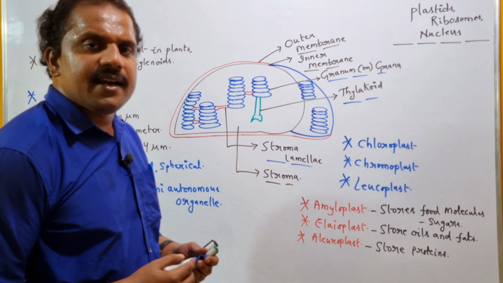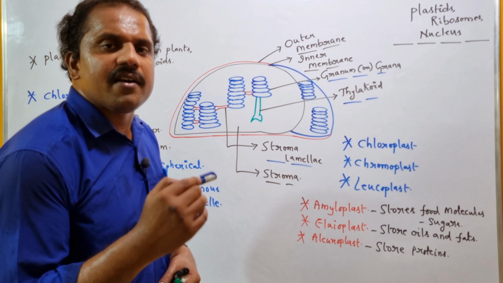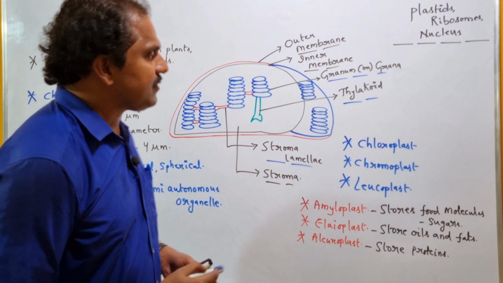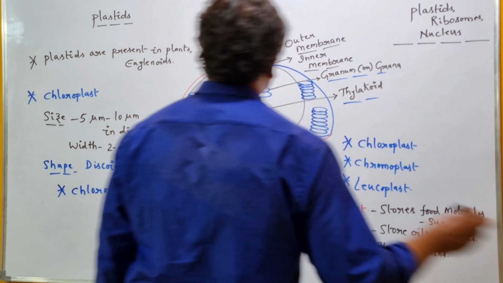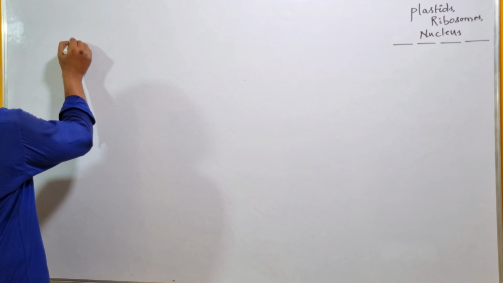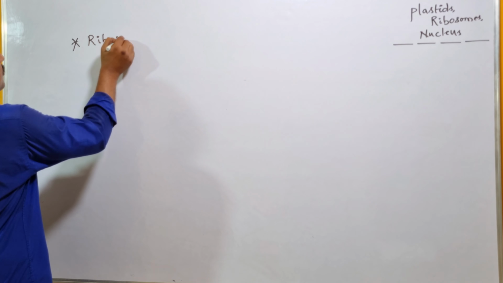So here this is regarding chloroplast. Then after we will be studying the structural organization of ribosomes. So let me arrange the things first. Then after we will be studying ribosomes. So here what are ribosomes?